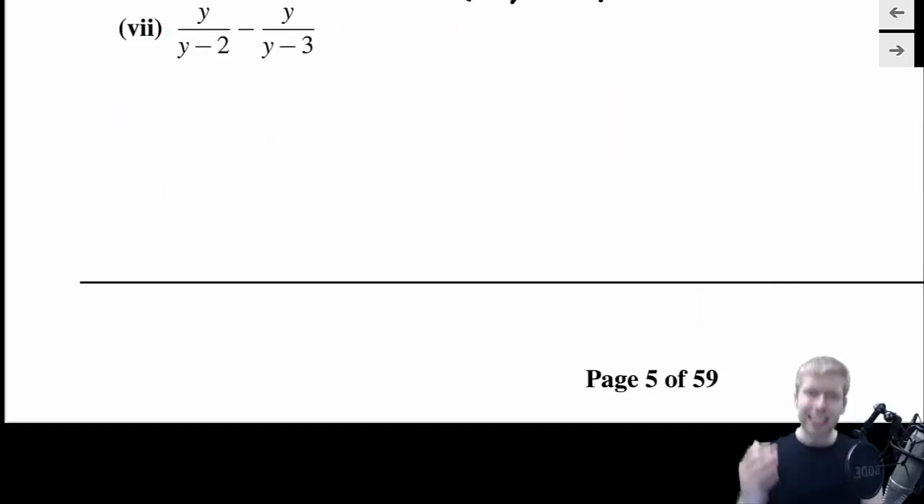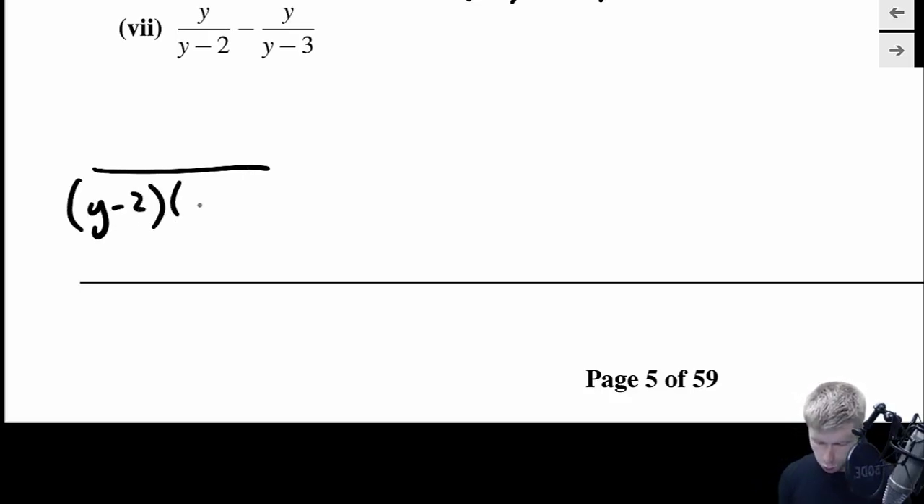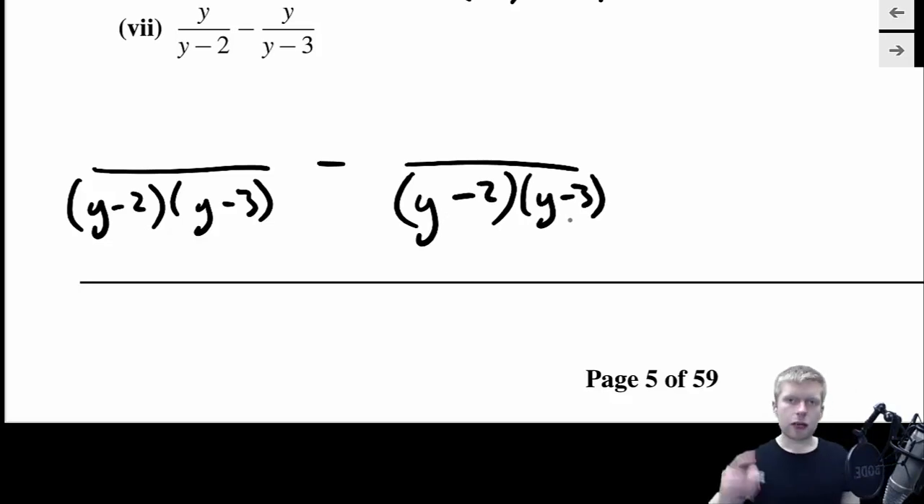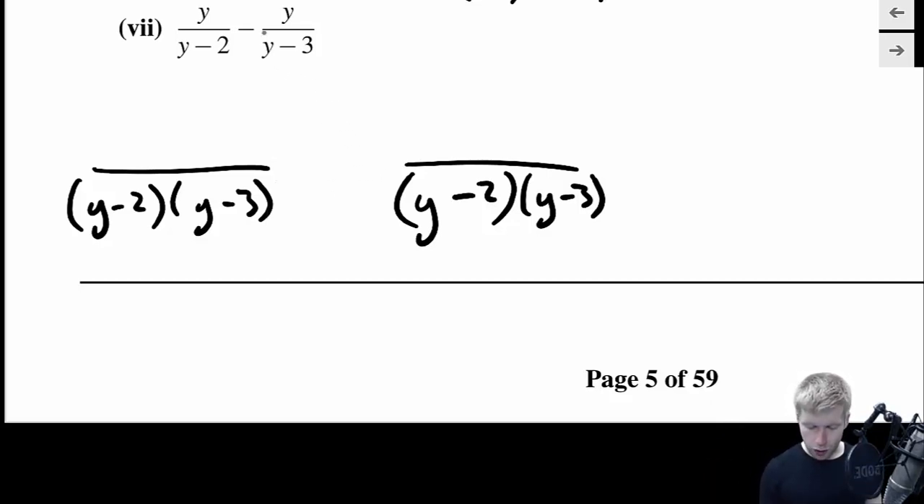Okay, so this is a very, very similar case to the last one. I'm looking for a common denominator. Remember, the easiest way to get a common denominator is just to multiply those two things together. So y minus 2 and y minus 3. And that's the same on both of these. Now, just for the sake of simplicity here, because I've got a minus in the middle, and I know I'm going to mess around with multiplying, I'm going to write the minus on the numerator. So I'm going to write this as plus negative y. You don't have to, but this is just for the sake of argument.